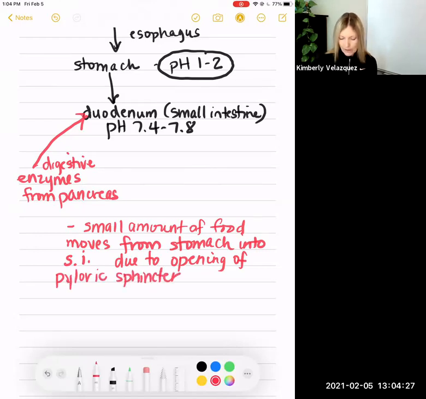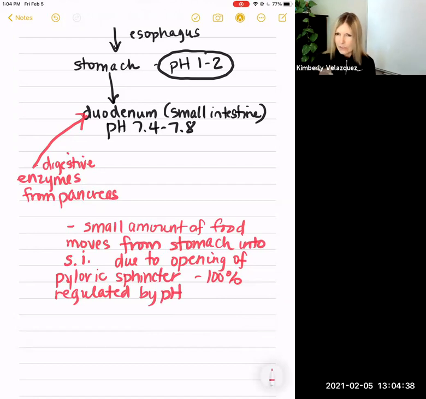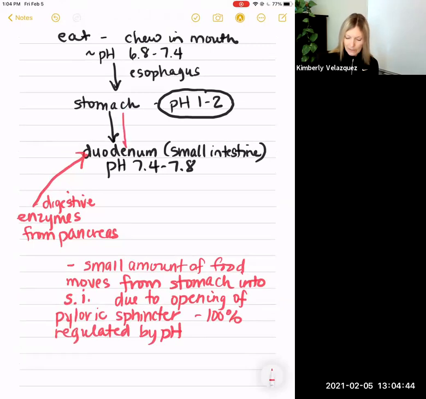Opening and closing of that is 100% regulated by pH. So you have pH sensors that are going to allow just a certain amount to come in. So the food coming from the stomach goes into the duodenum when that opens up and allows it to come through. And then it immediately closes when the pH gets too low here. So acidic food comes in, the pH is going to temporarily drop, and when it drops, it's going to close that off. It won't open again until the pH comes back up to normal. Then it will open and let a little bit more through.